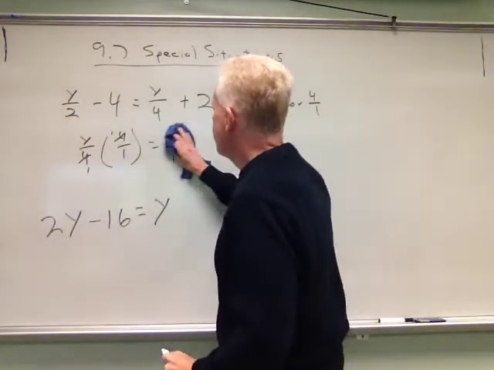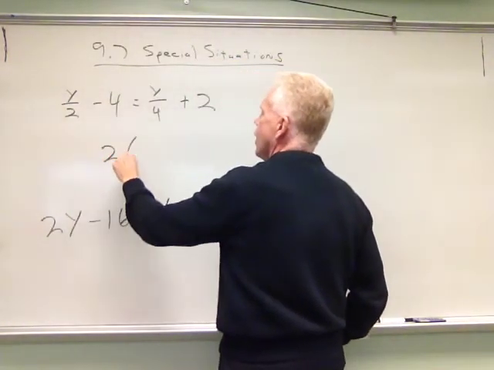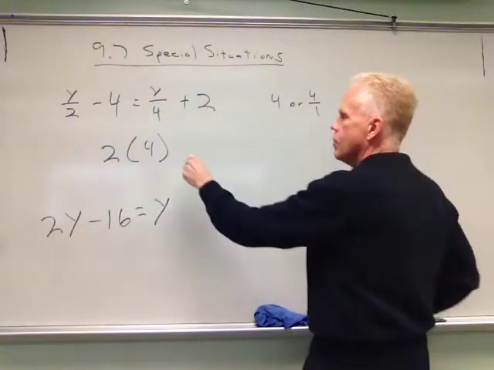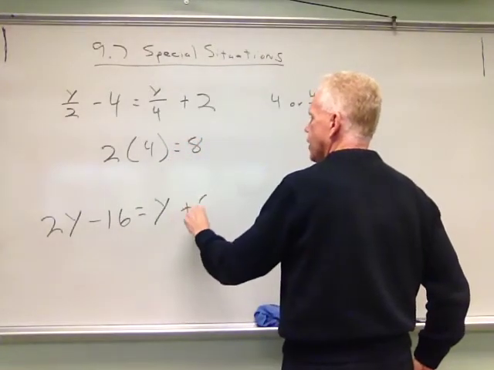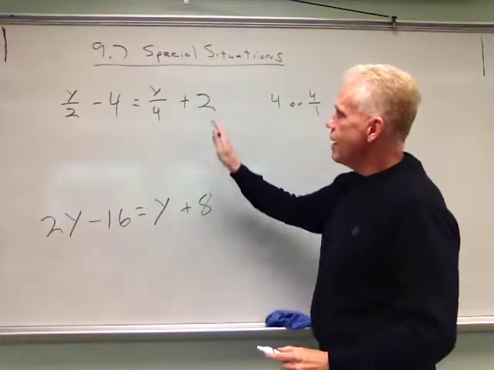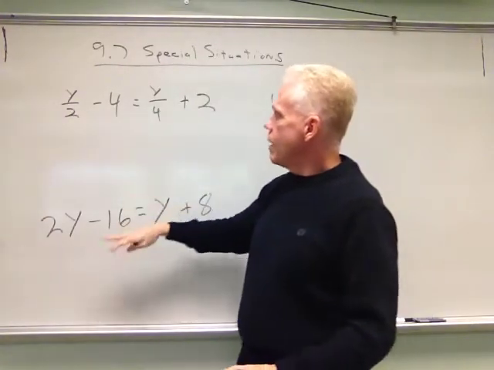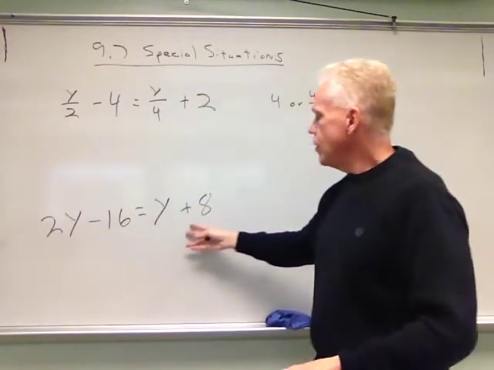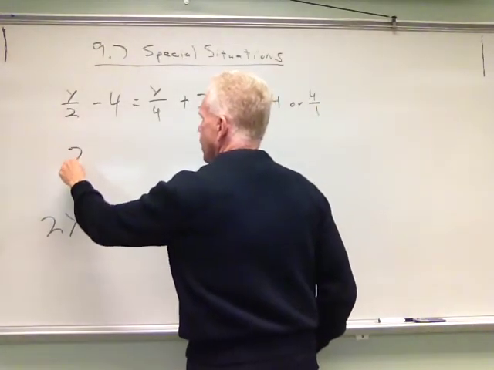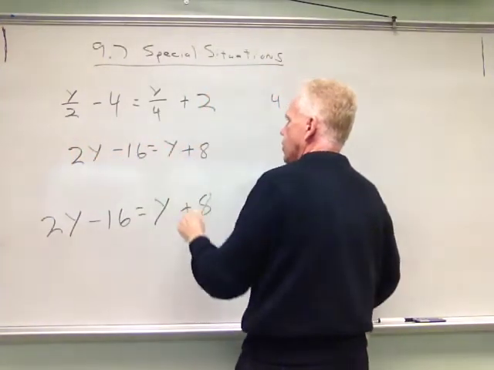And now my last term, I'm doing this term by term. I'm going to simply do 2 times 4, multiplying everything by 4 over 1. That's going to equal 8, so that's a plus 8. So guys, when I multiplied each of the 4 terms in the equation by 4 over 1, the fractions, you notice now, are all gone. So what I end up with is 2y minus 16 equals y plus 8.